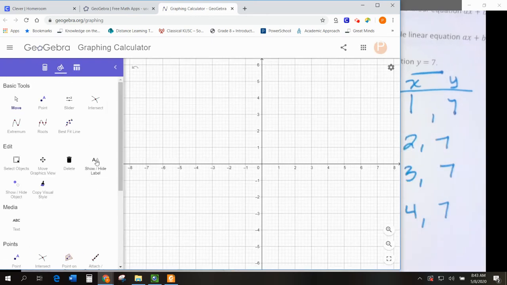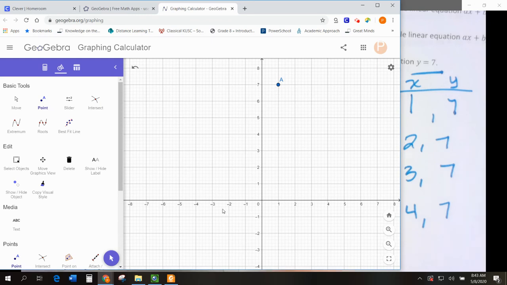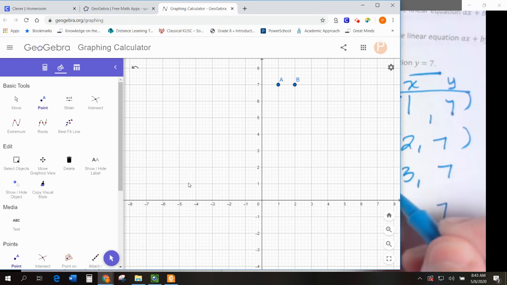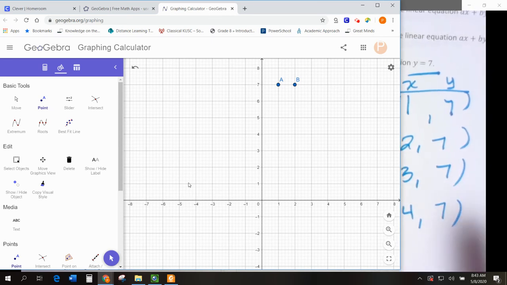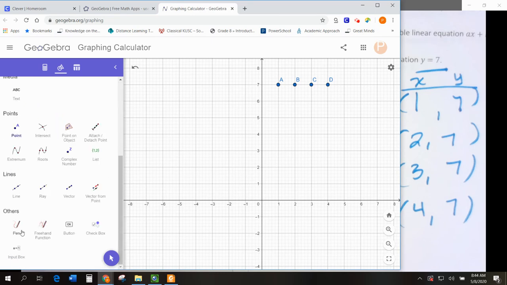Start with 1, 7. So we're going to go over 1, up 7. Then 2, 7. So we're going to go over 2, up 7. 3, 7. I should have put these here. 3, 7. And 4, 7. We can do our line.